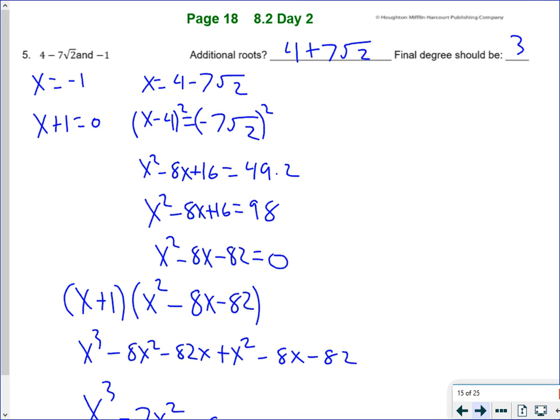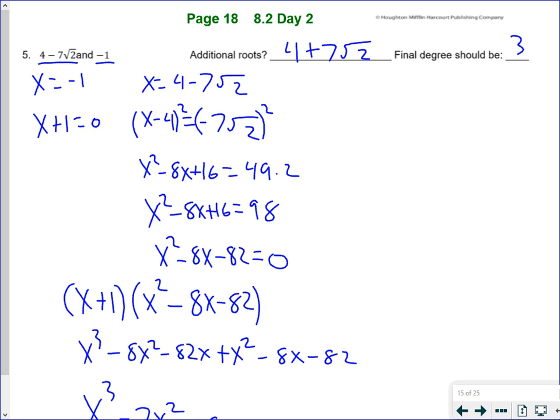Okay? So here's number 5. We have 4 minus 7 root 2 and -1. We do have an additional root of 4 plus 7 root 2, so the final degree should be 3. If we're doing the shortcut method we've talked about, we have x equals -1. That's the first root, and then we have x equals one of the two zeros in the pair. So I just went with 4 minus 7 root 2, since that's what they gave us.